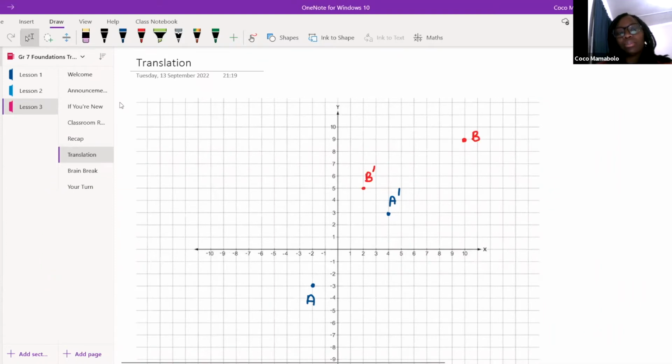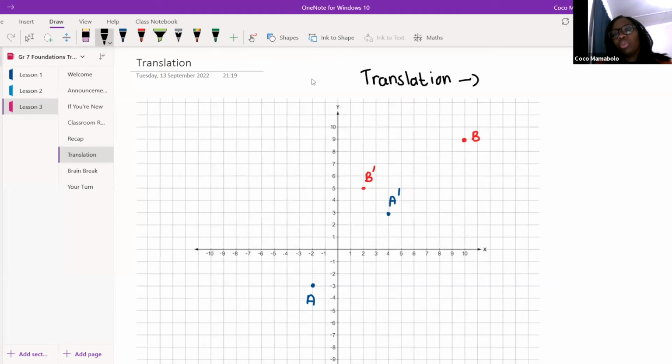Nelisa, what is it? Can you tell me? Can you unmute and let me know? Ma'am, translation is a transformation in which a shape moves left, right, or up and down. Excellent. So translation basically means it's a move. Okay, it's a move from one place to another. Okay, good. It's to move a figure horizontally or vertically or both. Excellent. It's a transformation that is a move.